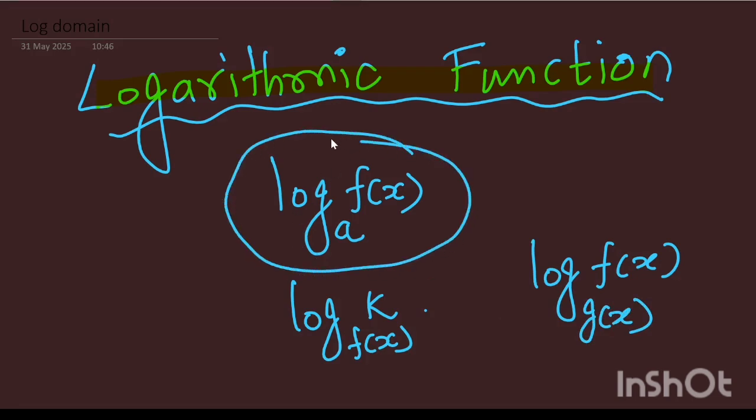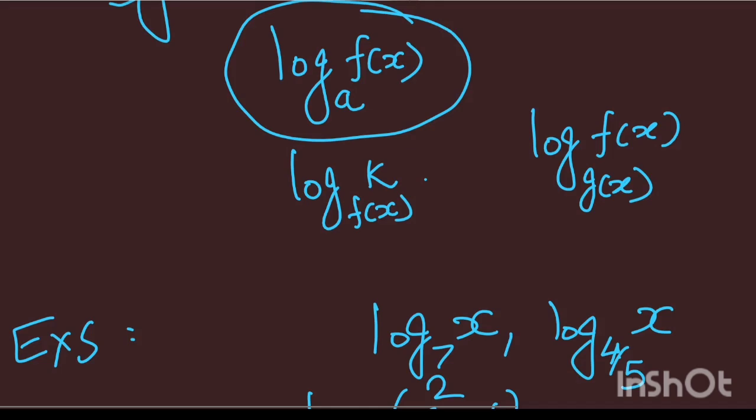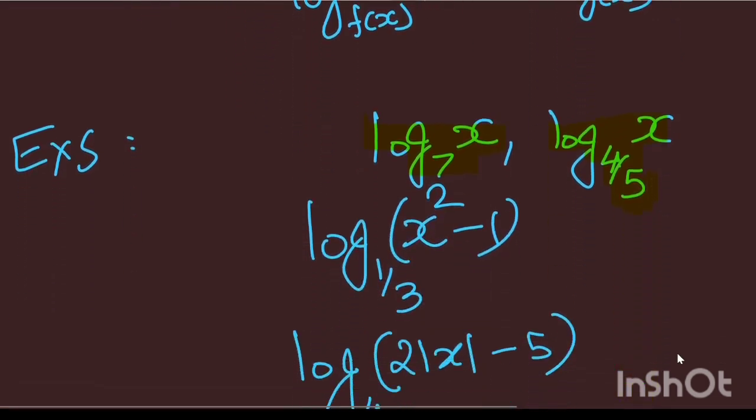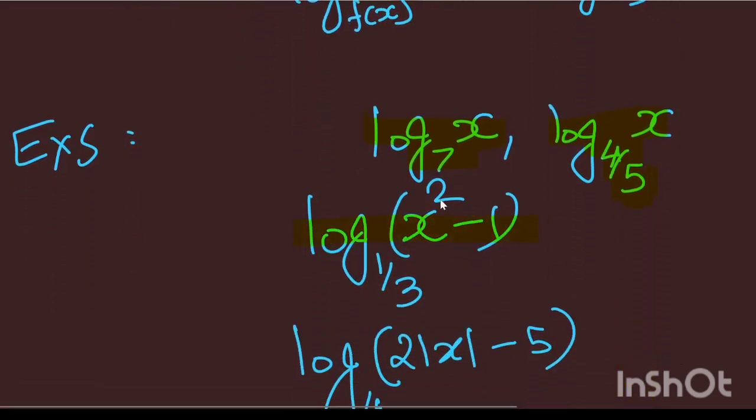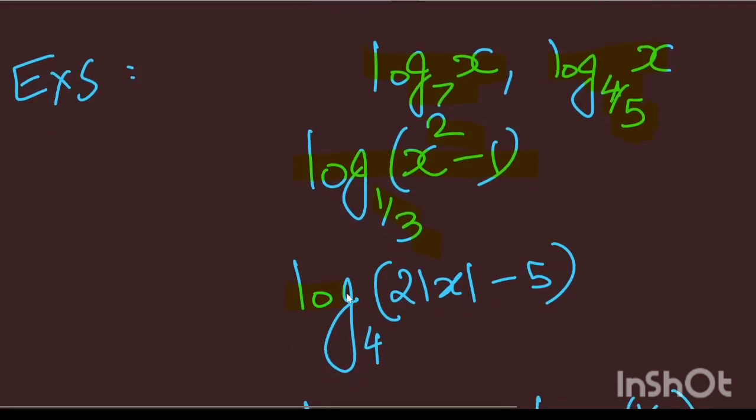So like log f(x) base a, examples are like this: log x base 7, where the base is fixed and the argument is changing. This is the simplest example of a log function, log x. Then it can be log of x² − 1 base 1/3. The base, as you can see, is constant 1/3. Here again the argument is changing, 2|x − 5|, base is 4.